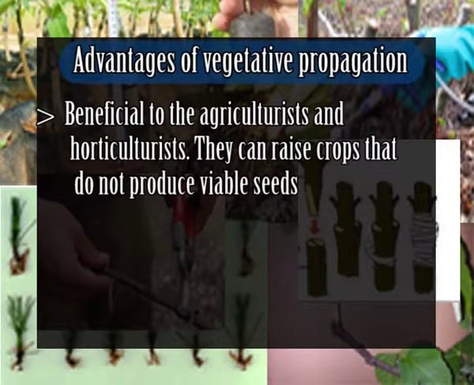Vegetative propagation is especially beneficial to the agriculturists and horticulturists. They can raise crops like bananas, sugarcane, potato, etc. that do not produce viable seeds. The seedless varieties of fruits are also a result of vegetative propagation.